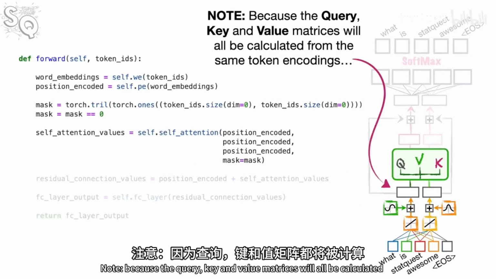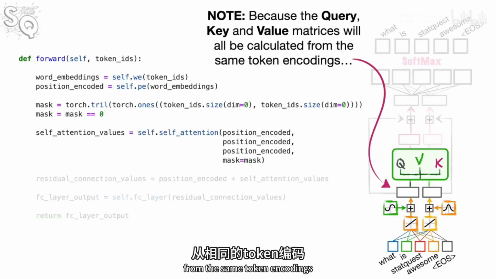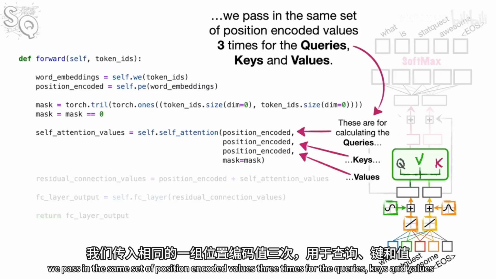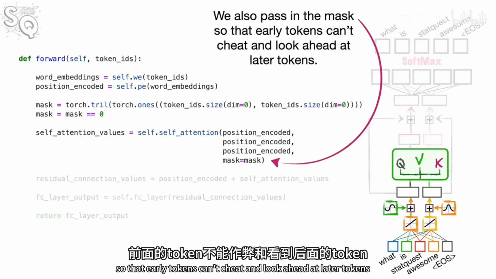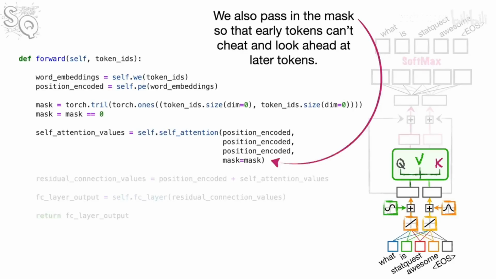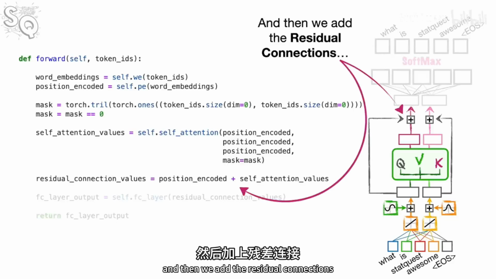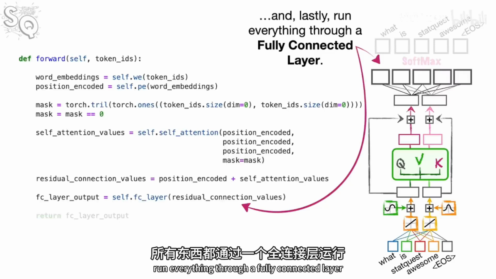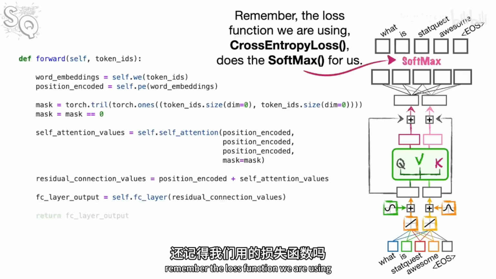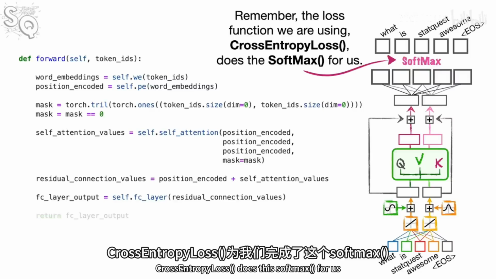Once we have the mask, we calculate attention. Note, because the query, key, and value matrices will all be calculated from the same token encodings, we pass in the same set of position-encoded values 3 times for the queries, keys, and values. We also pass in the mask so that early tokens can't cheat and look ahead at later tokens. And then we add the residual connections. And, lastly, run everything through a fully connected layer. Remember, the loss function we are using, cross-entropy loss, does the softmax for us.